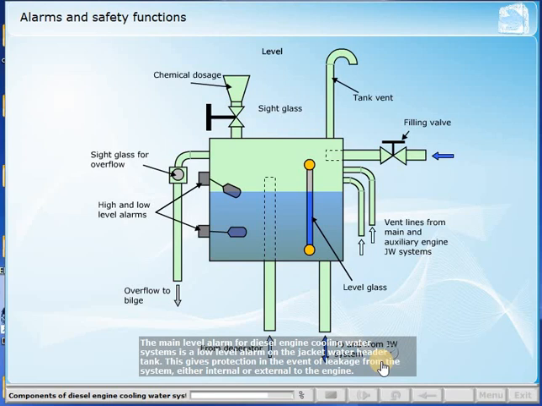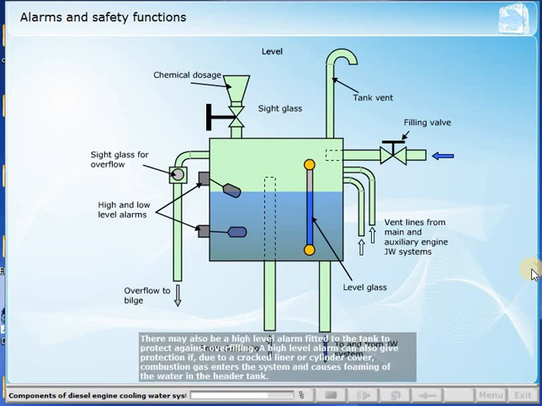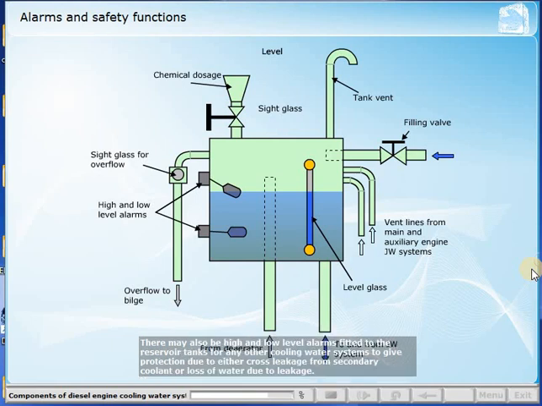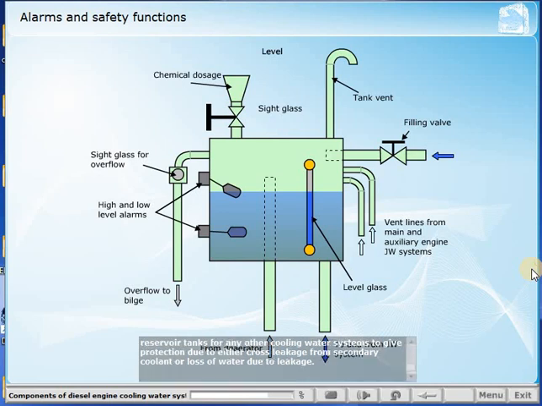The main level alarm for diesel engine cooling water systems is a low-level alarm on the jacket water header tank. This gives protection in the event of leakage from the system, either internal or external to the engine. There may also be a high-level alarm fitted to the tank to protect against overfilling. A high-level alarm can also give protection if, due to a cracked liner or cylinder cover, combustion gas enters the system and causes foaming of the water in the header tank. There may also be high and low-level alarms fitted to the reservoir tanks for any other cooling water systems to give protection due to either cross-leakage from secondary coolant or loss of water due to leakage.